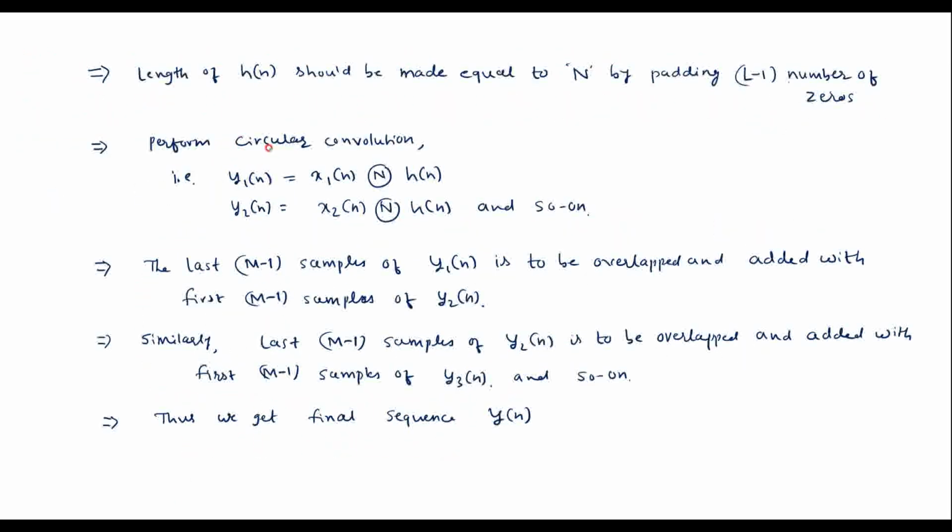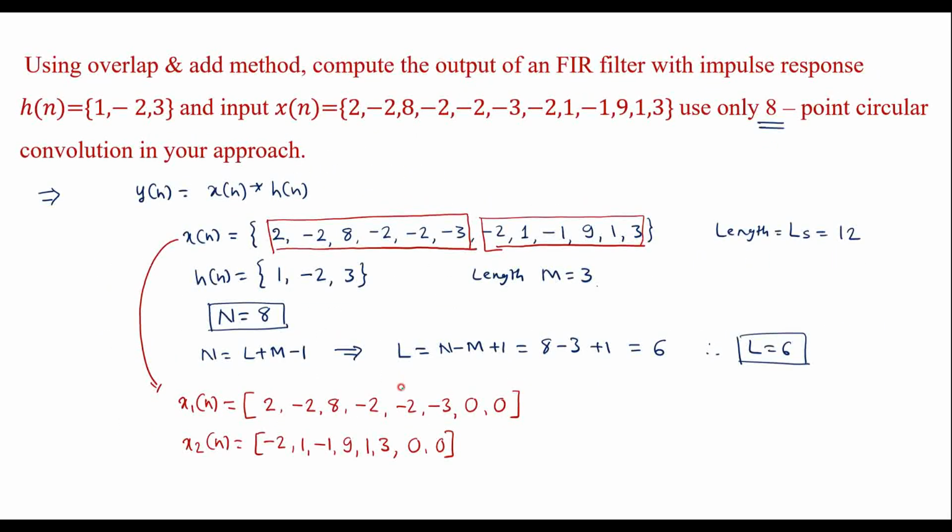The next step is that the length of h of n should be made equal to N by padding L minus 1 number of zeros. Here h of n is 1, minus 2 and 3. It consists of only 3 samples. We are supposed to make it N. Therefore, the new h of n is 1, minus 2, 3. Its length should be made equal to N, that is 8, by padding L minus 1 zeros. Here L is 6, so L minus 1 means we are supposed to add 5 zeros. So this is the new h of n.